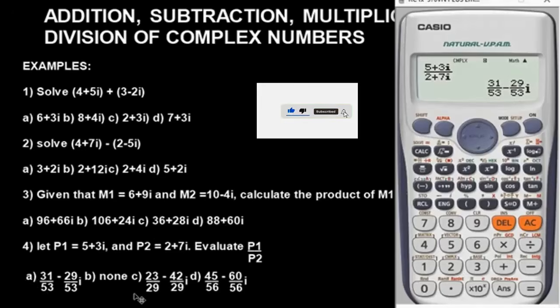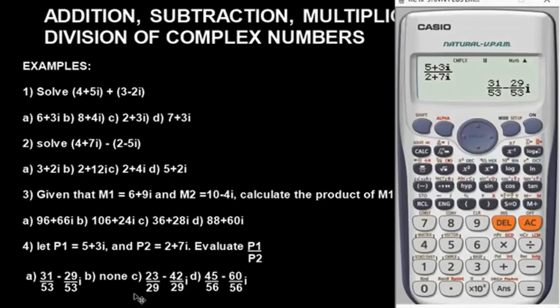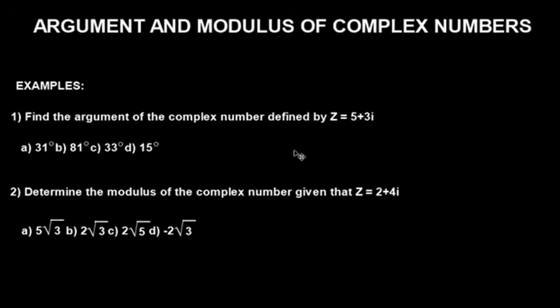So this is basically how you can solve addition, subtraction, multiplication, and division of complex numbers with Casio calculator easily in a matter of seconds, especially for multiple choice questions. We are going to learn how to solve arguments and modulus of complex numbers easily with Casio calculator.